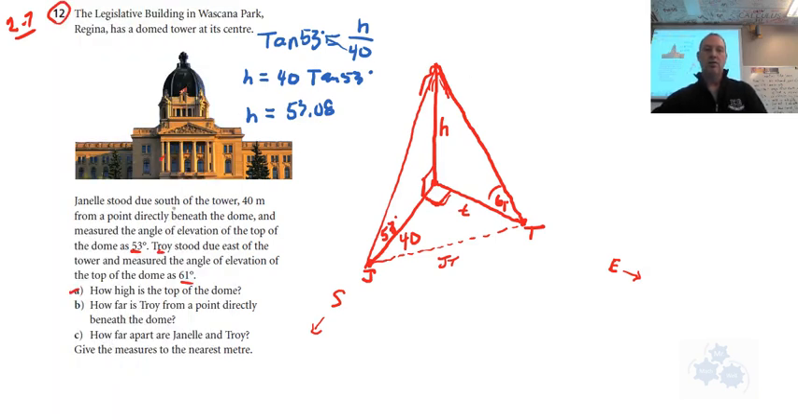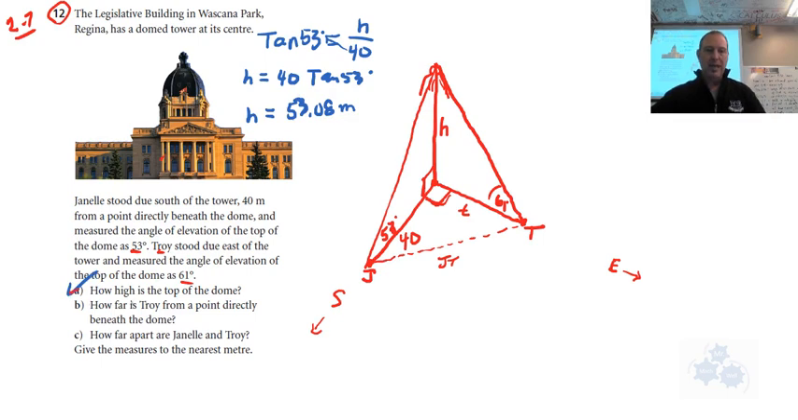So A, 53.08 to the nearest whatever, it doesn't matter. What is that? Meters. 53 meters tall. Wow, that's pretty tall. I highly doubt that dome is actually 53 meters tall. But anyways, it's okay. It could be, I doubt it. All right. What's next?